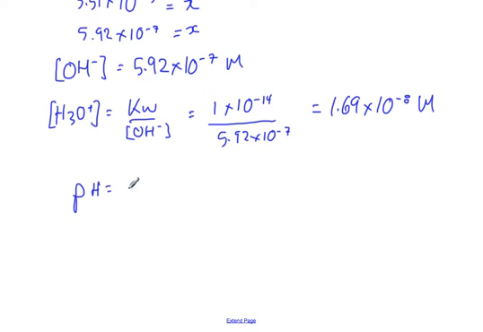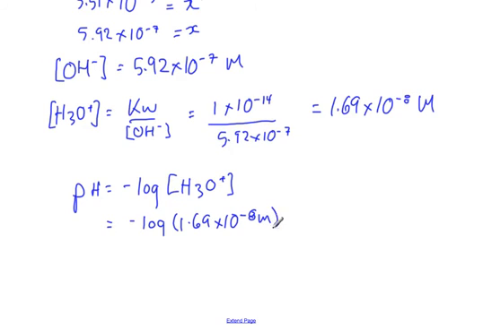pH equals negative log hydronium ion, which is negative log of our concentration, 1.69 times 10 to the negative 8 moles per liter. And that gives us a pH of 7.77.